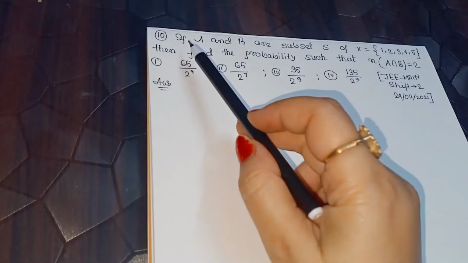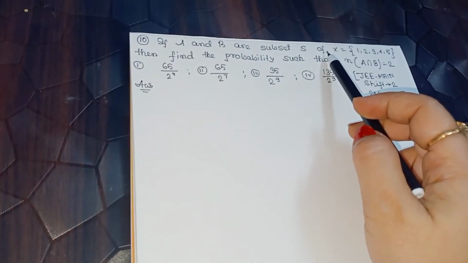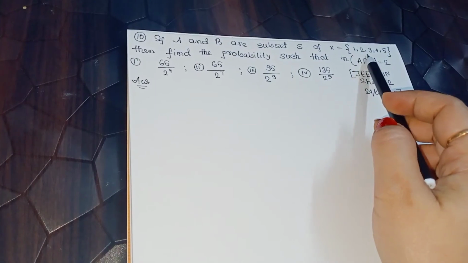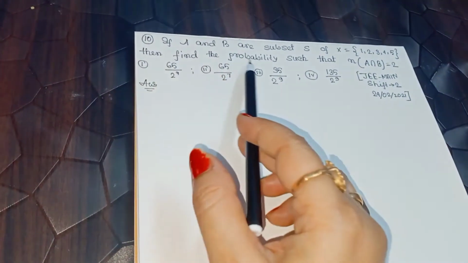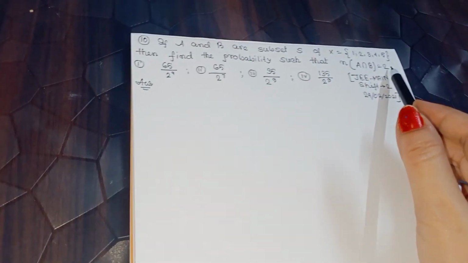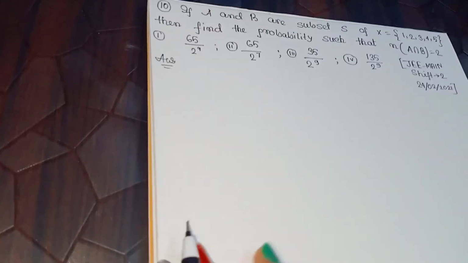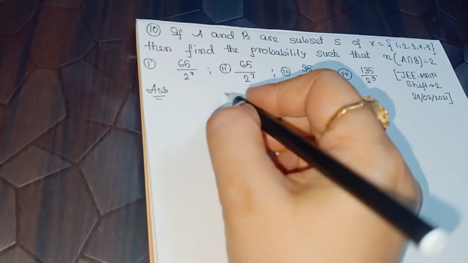Question 10. If A and B are subsets of X, where X is equal to 1, 2, 3, 4, 5, then find the probability such that n of A intersection B is equal to 2. 4 options are given. So we should calculate the probability. At first we calculate the total pairs and the favorable cases. So the set is given here. It's also a memory based question.